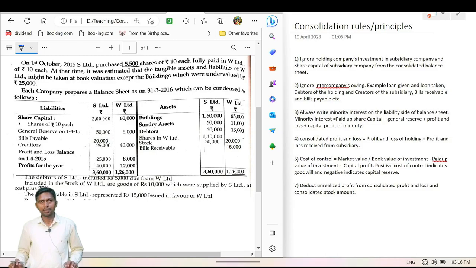In regular classes, I generally first give a simple problem to you, and in that we orally do the consolidation. We try to understand how to orally add one asset to another asset, and how to prepare the consolidated balance sheet orally. We have understood that already, but here, instead of wasting time, straight away we learn how to do the consolidation directly for the problem on the screen, and with that we will try to learn the consolidation principles. I will show these principles in the problem.